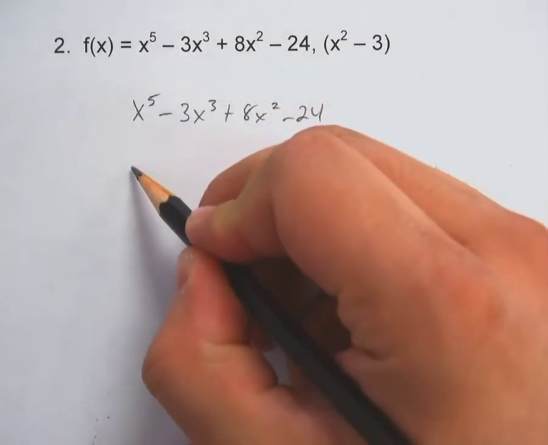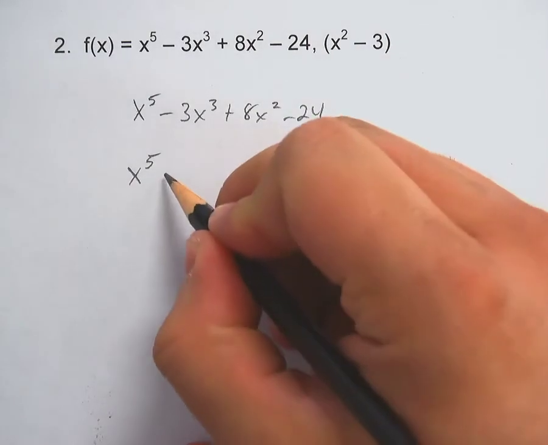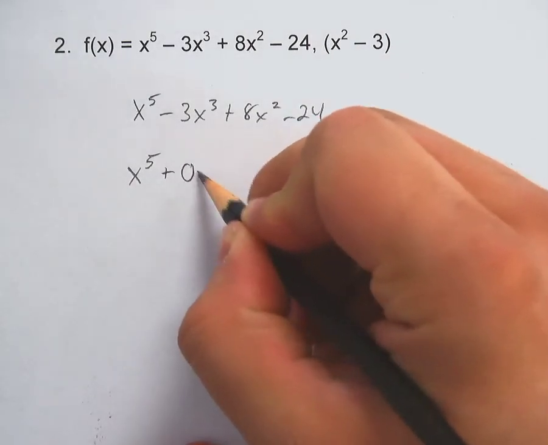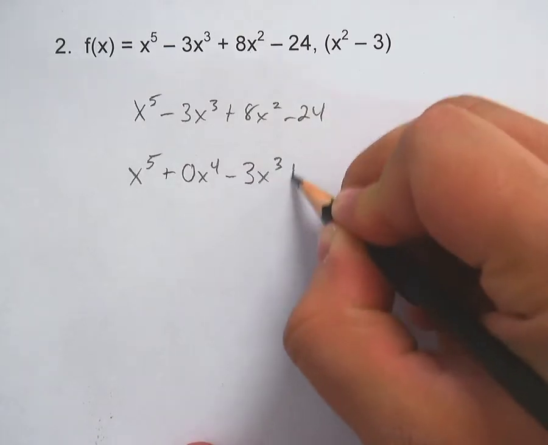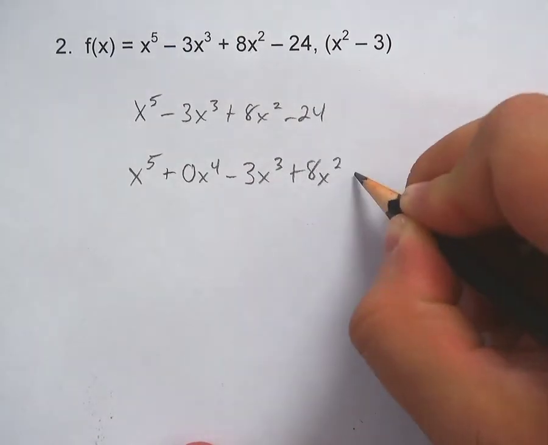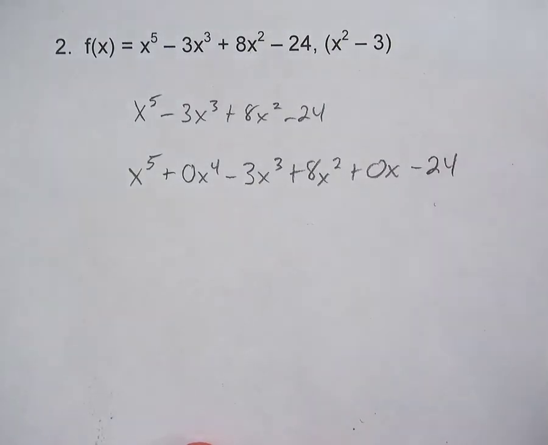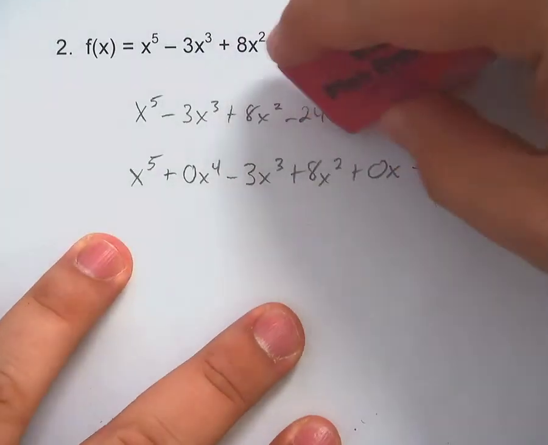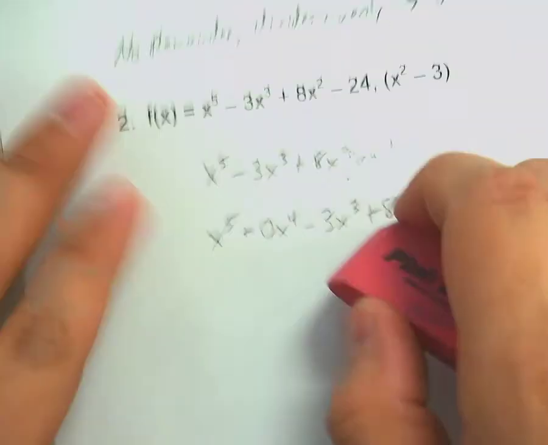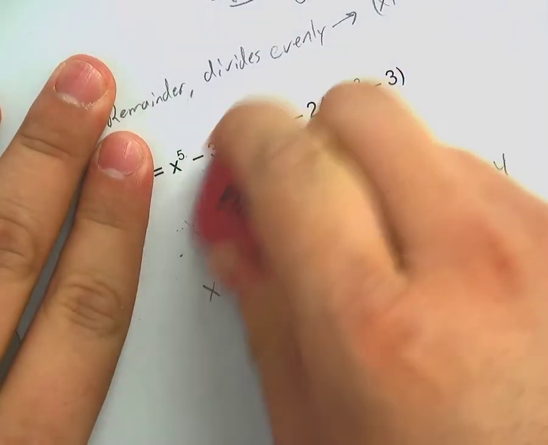So what I'm going to do is rewrite this as x to the 5th. I guess I didn't need to write that one up there. I'll go back and erase that in a second. Plus 0x to the 4th minus 3x to the 3rd plus 8x squared plus 0x minus 24. And what I'm doing here is going through and writing my equation so that all of my places are taken into account. So anywhere I'm missing a power of x, I'm just going to write 0 times x to that power.